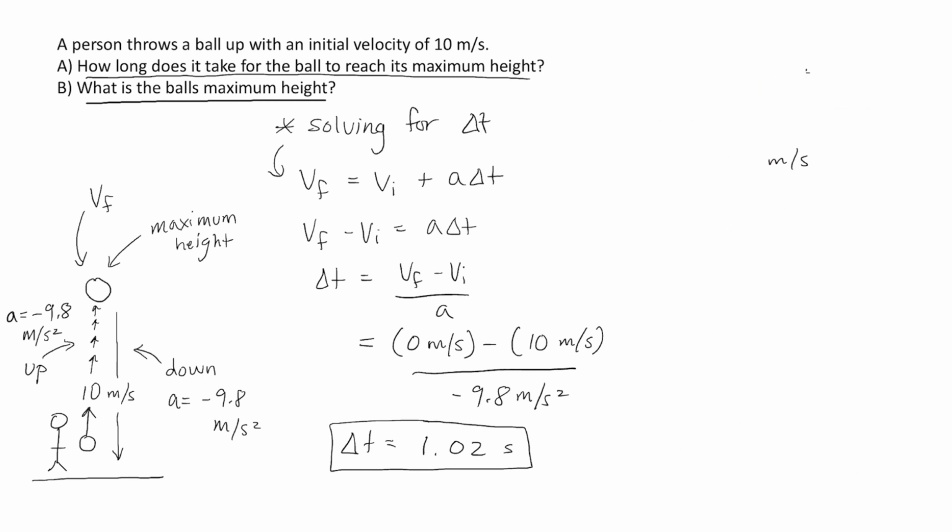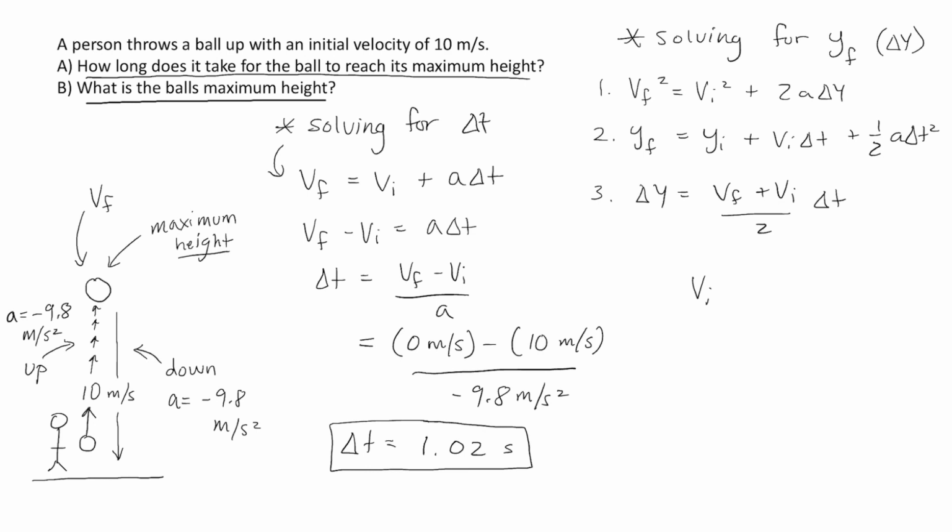Here we are asked, what is the ball's maximum height? So in this case, we're solving for Yf, our final position. You can also think of it as we're solving for delta Y, because the change in position will be equal to the maximum height. Now what I want you to realize is we have a lot of variables. We have Vi, Vf, A, and delta t. So we can use any of these three kinematic equations.